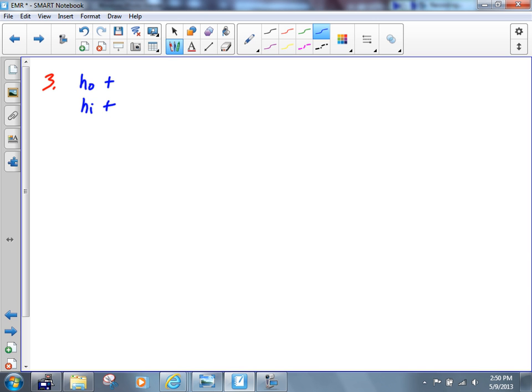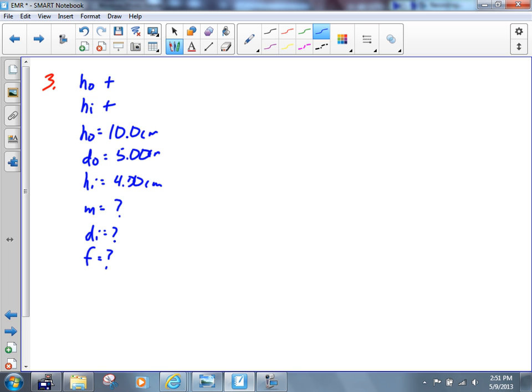We have an HO that has a value of positive 10.0 centimeters. We have a DO that's positive 5.00 centimeters. And we have an HI that's 4.00 centimeters. We want to determine the magnification, the image distance, the focal length of the lens, and we want to find the attributes as well as the type of lens used. Now let's do those calculations, and that should be enough to tell us the rest, the attributes and the type of lens used.